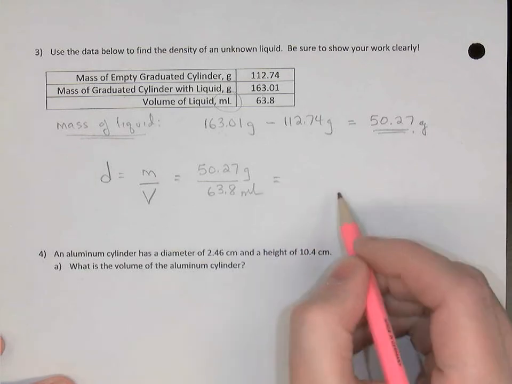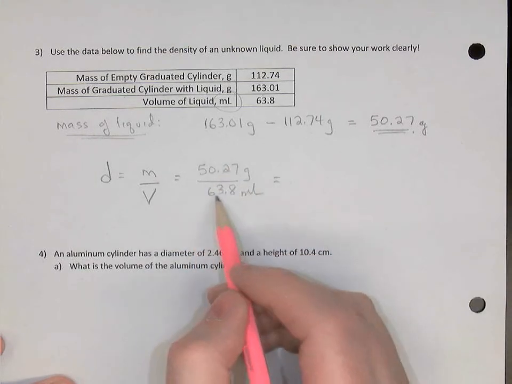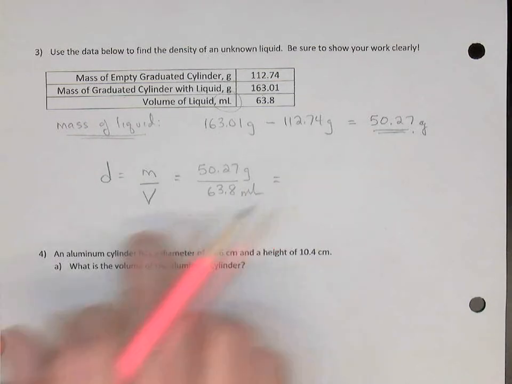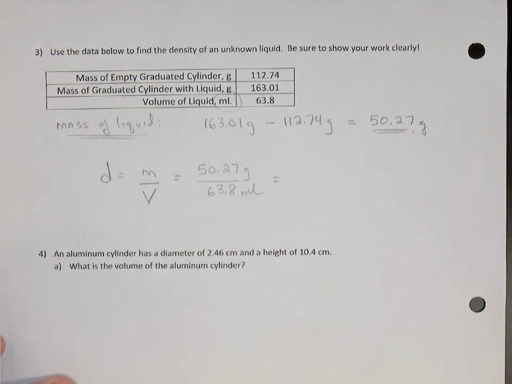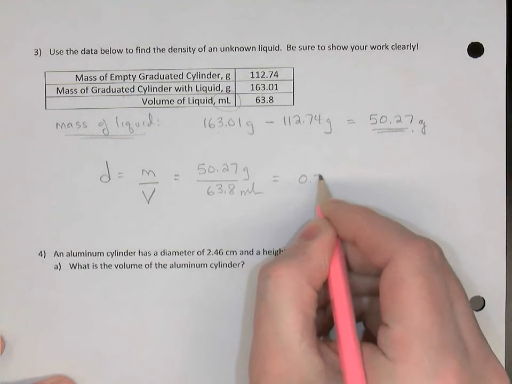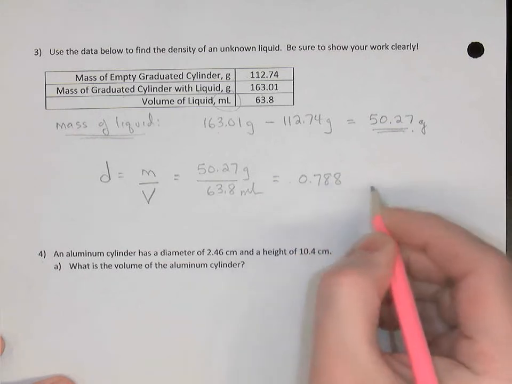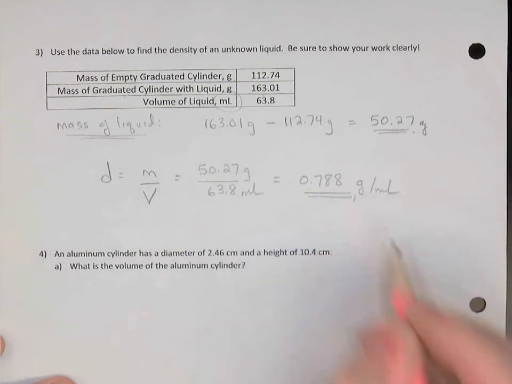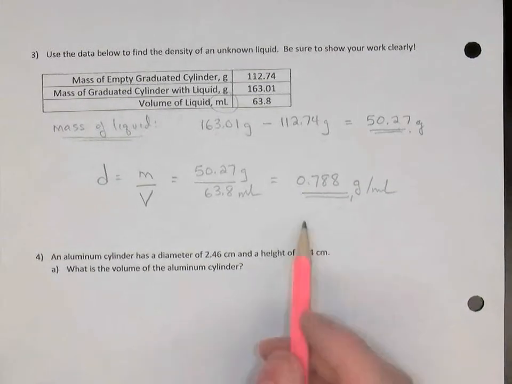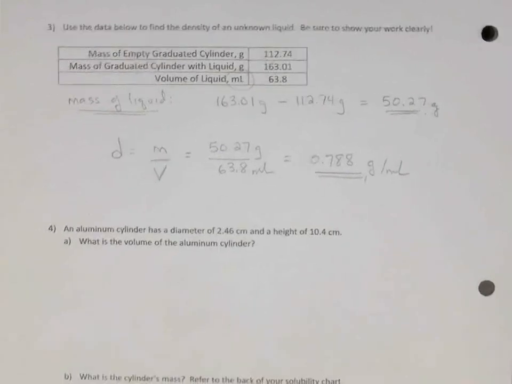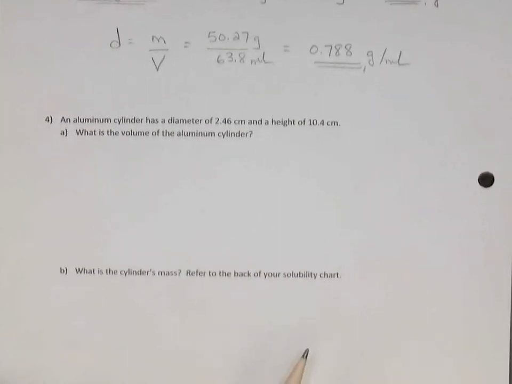So the significant digits, 4 digits divided by 3 digits. I'm going to round this off to 3 digits. So 50.27 divided by 63.8, 0.788 grams per milliliter. Okay? Very close, by coincidence, to the density of the methanol that we saw back in question 2.